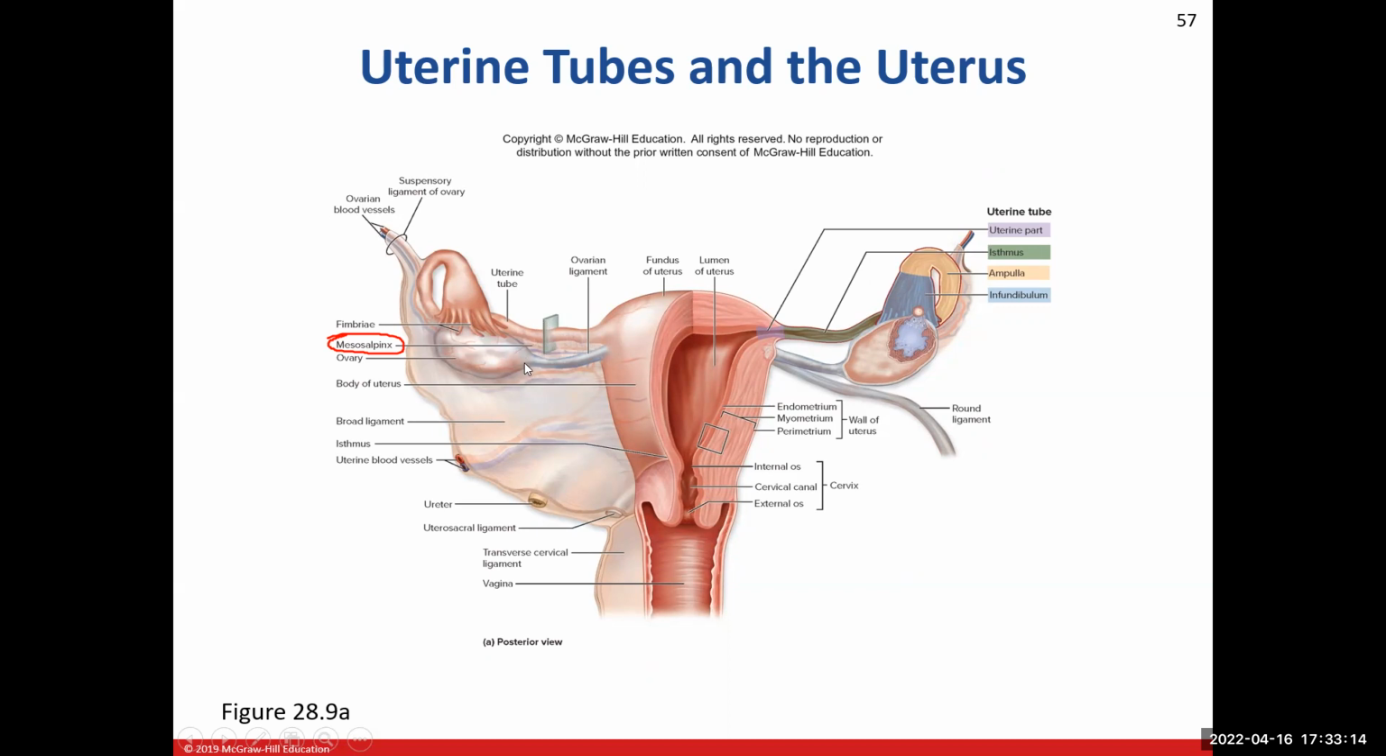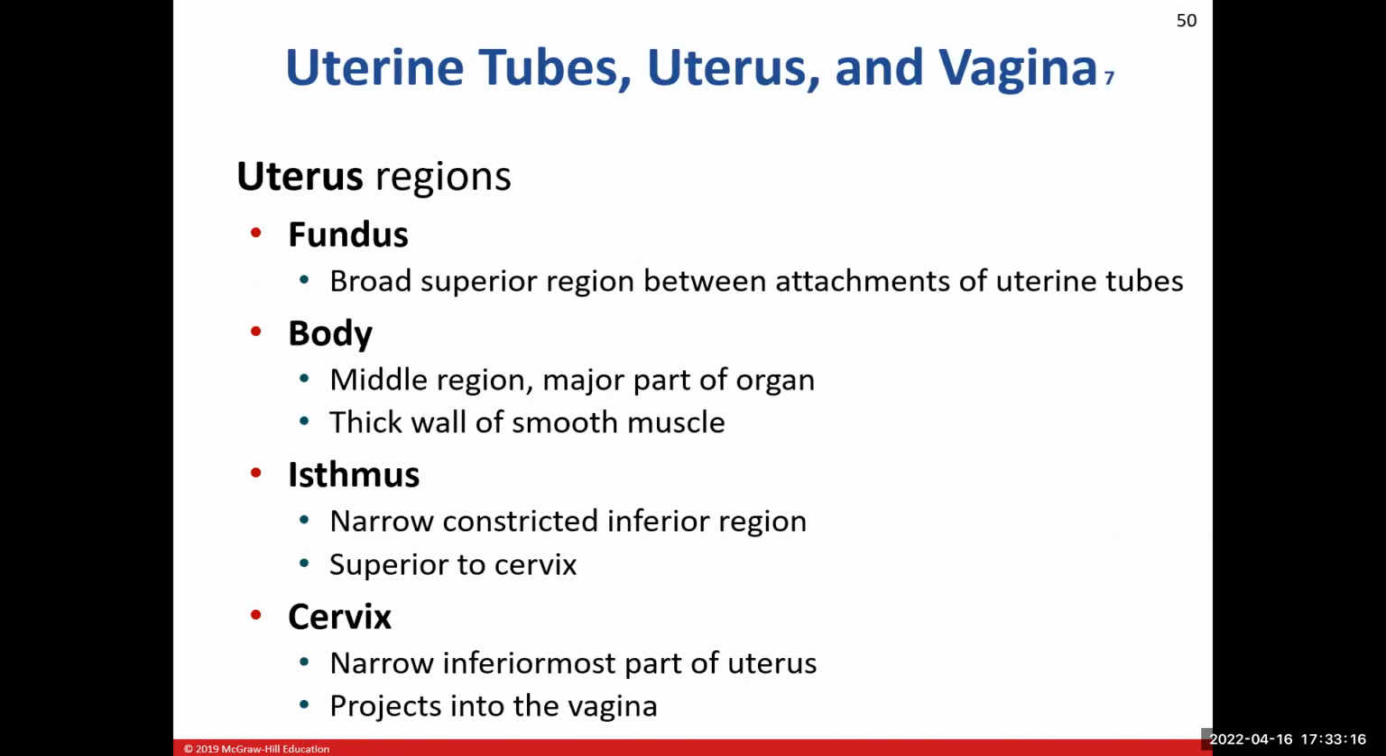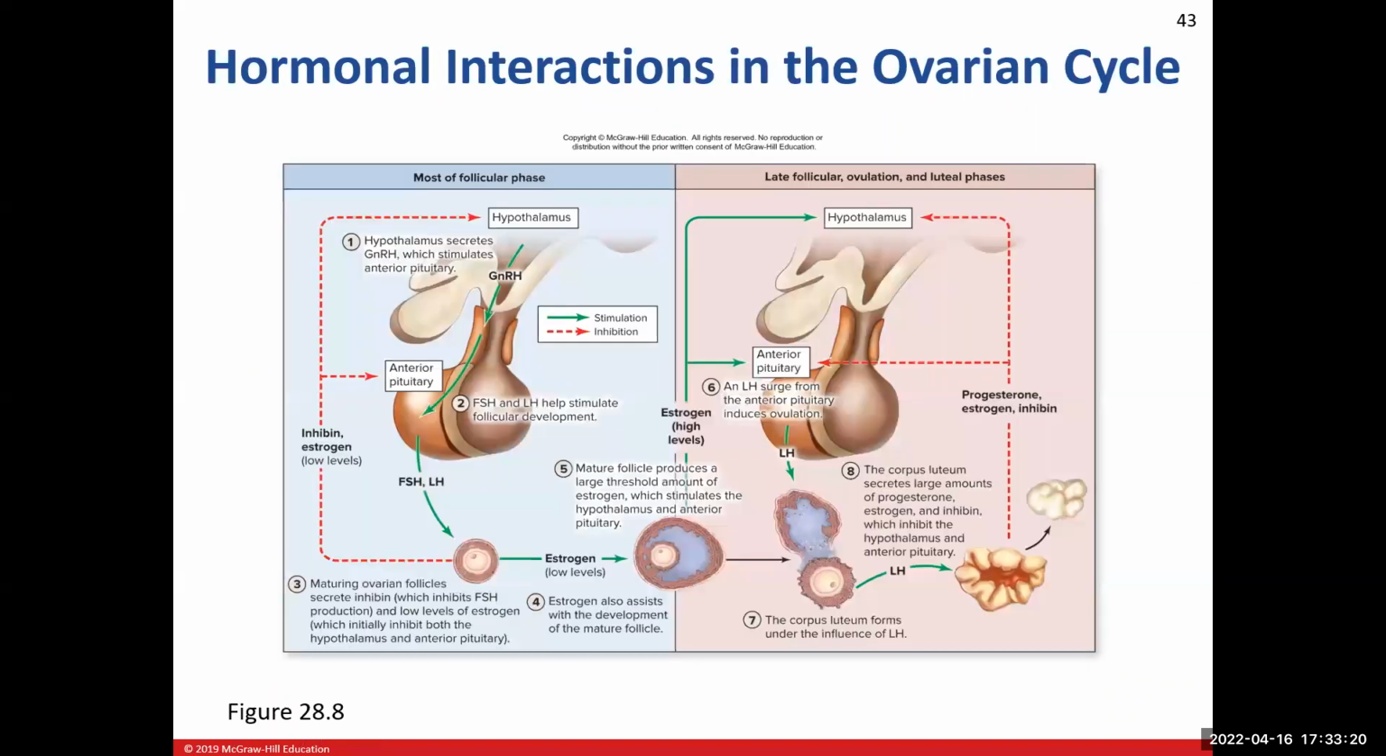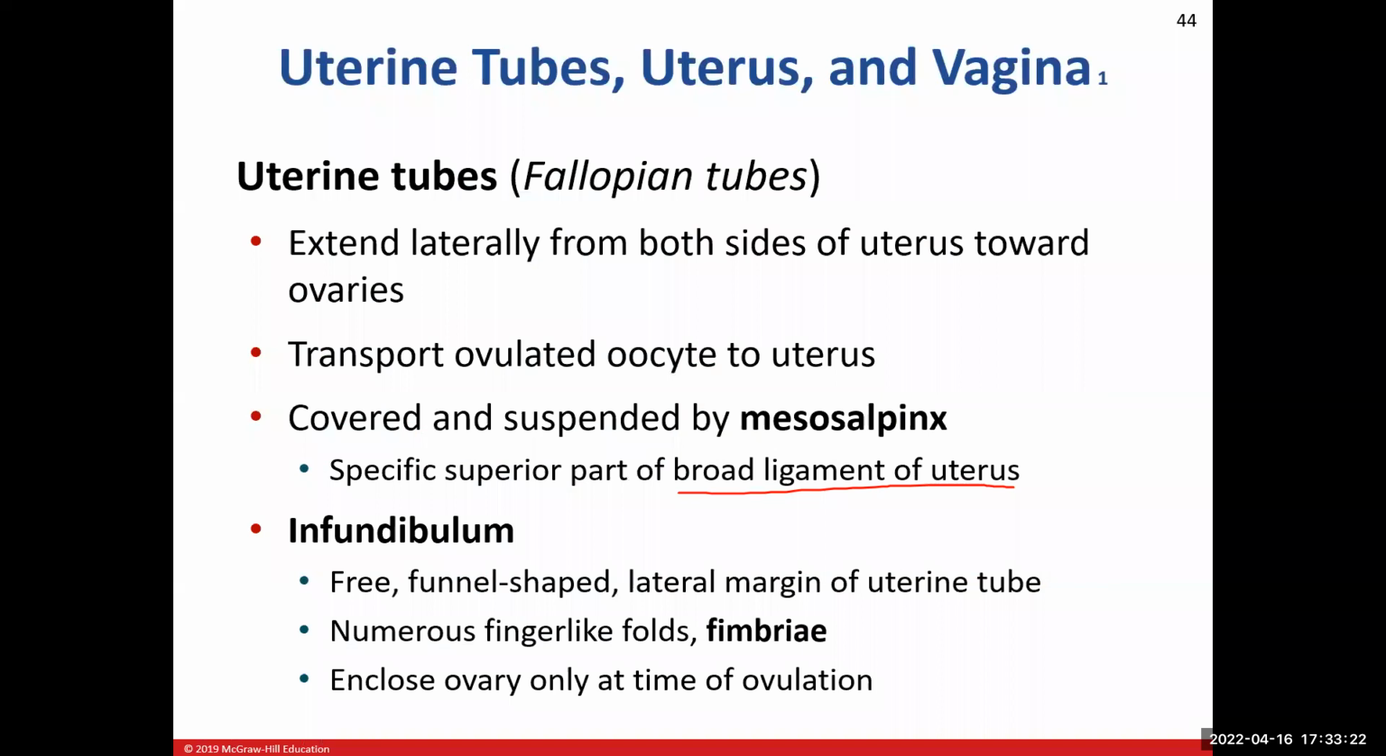I always tell folks, imagine the broad ligament as a ligament that drapes over the uterus like a sheet on a clothesline. You throw the sheet over, and so the broad ligament drapes over the uterus and over the uterine tubes there, similar to a sheet draping over a clothesline.